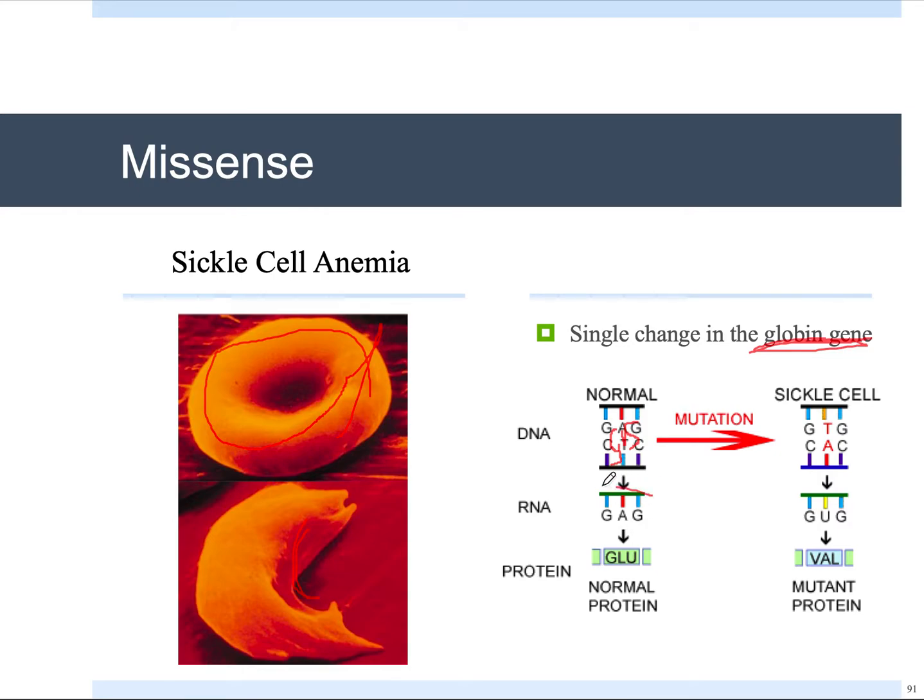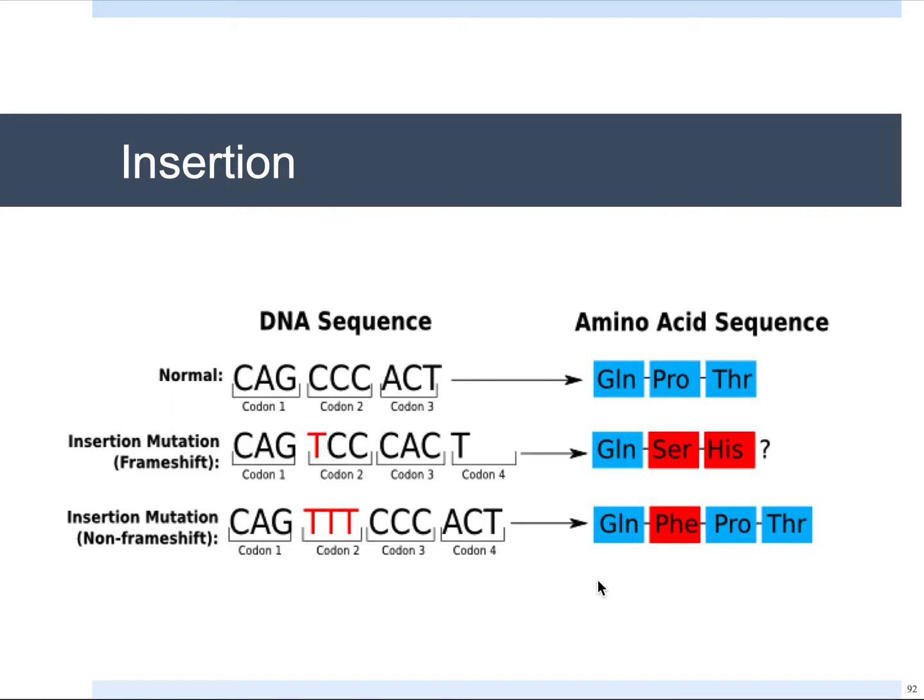So for the RNA, you would have the regular one. For the mutated one, you would have this instead, and this will lead to a different amino acid, valine. This will lead to glycine. So two different proteins are produced, and people with sickle cell anemia have lower than normal oxygen being carried around the cells of the body.